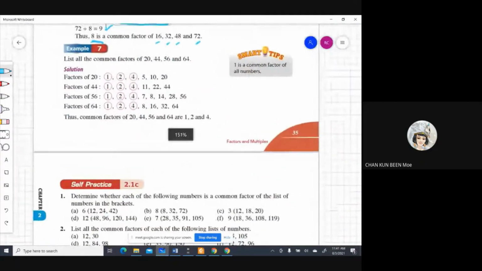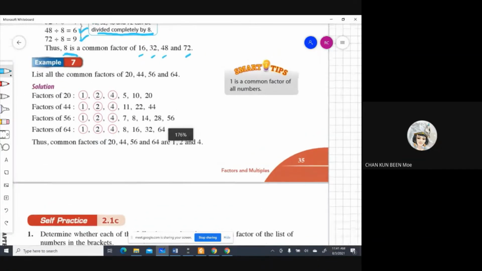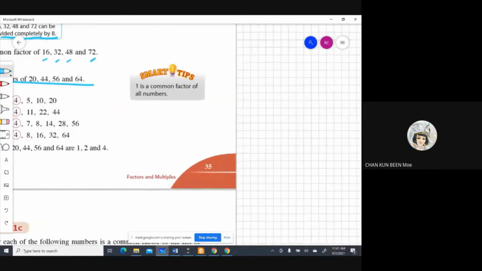Example 7 here. They ask you to list the common factors of 20, 44, 56, and 64. Before you look at the solution, I'm going to show you slowly one by one here. What you are going to do is list the factors one by one. Factors of 20: 1 times 20, 20. 2 times 10, 20. After that, 4 times 5, 20. No more, right? Then you look for the next one.